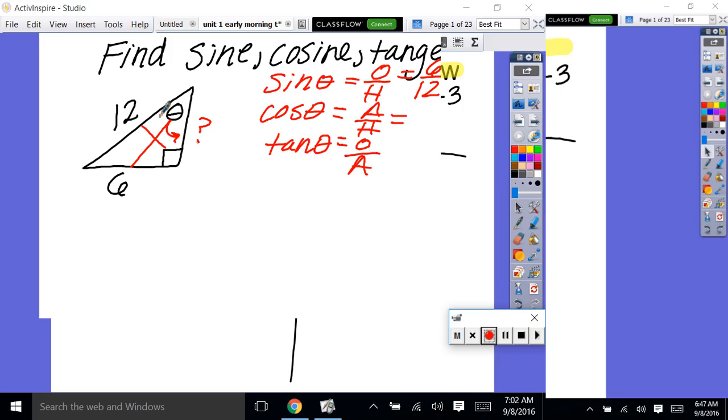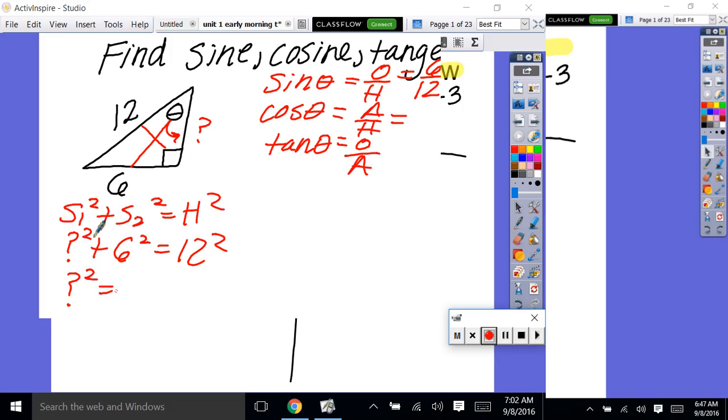Cosine is adjacent. Oh, we don't have adjacent. Can't we use the Pythagorean theorem? You will have to on the test. Make sure you do it right. Side 1 squared plus side 2 squared is equal to the hypotenuse squared. So side 1 squared, question mark squared, plus side 2 squared, 6 squared, is equal to 12 squared, correct? So question mark squared is equal to, I'm going to subtract 36, right? I'm skipping steps. So we have 144 minus 36, correct? 108, then we'll square root it.